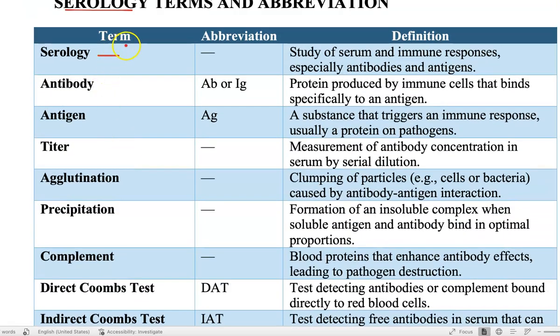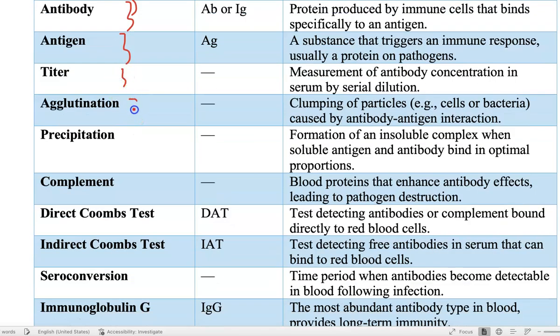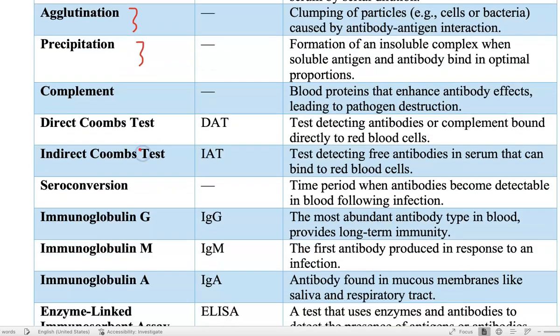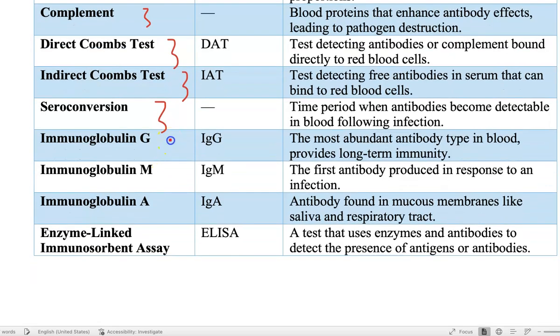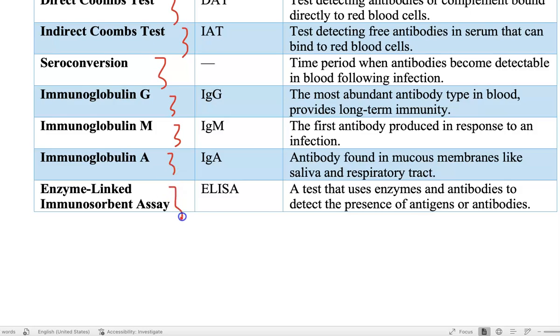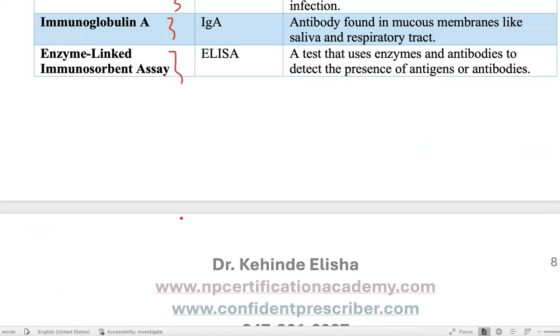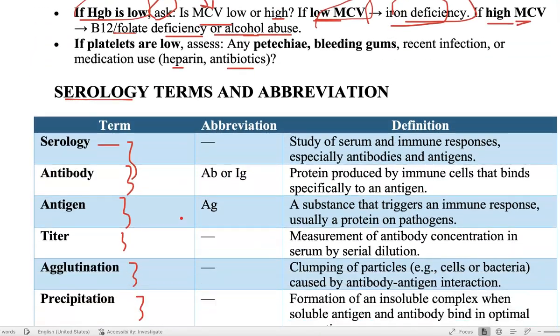But what are the terms? What are the key things we need to know though? Serology, antibody, antigen, titer, agglutination, precipitation, complement, direct Coombs test, indirect Coombs test, seroconversion, immunoglobulin G, immunoglobulin M, immunoglobulin A, enzyme-linked immunoassay. Those are the terms that we need to know for serology.